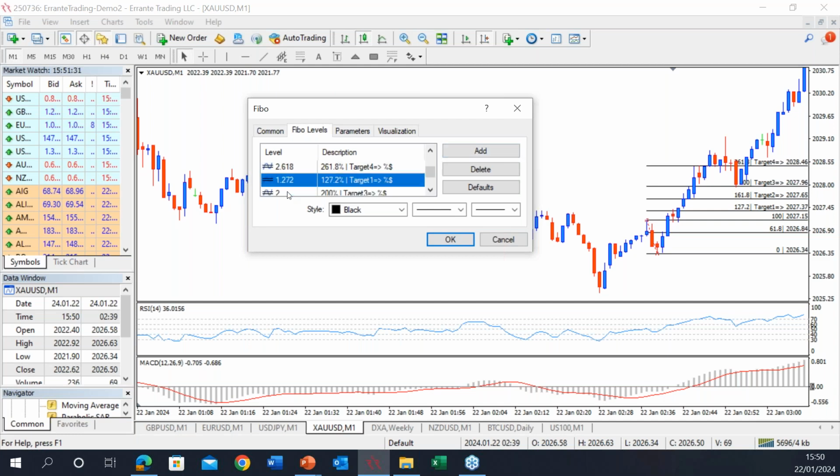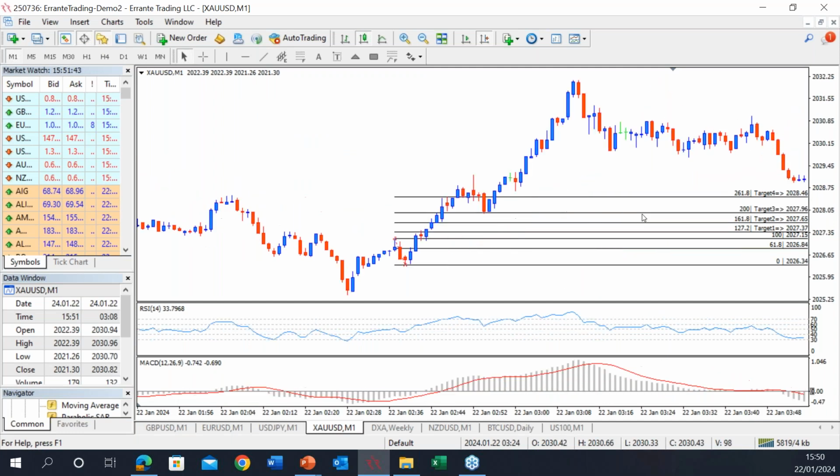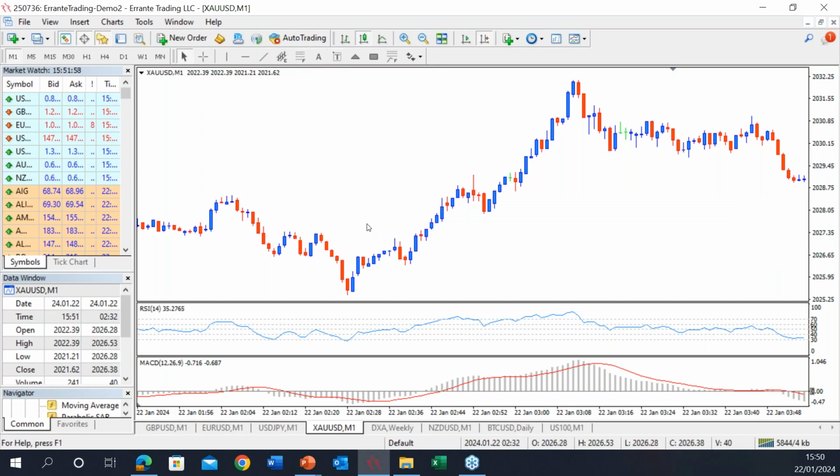and then add something like this 1.272 and then click OK, and it will be shown on your MetaTrader. Okay, so this is a way that you can apply Fibonacci extensions using the Fibonacci retracement tool on your chart.